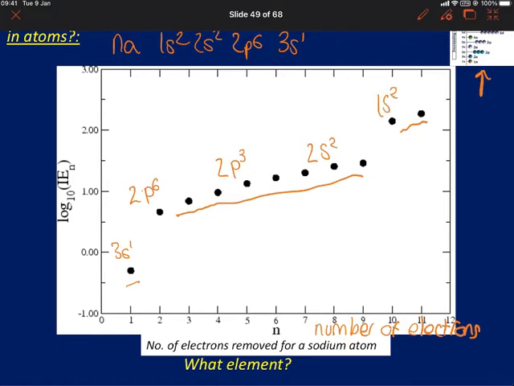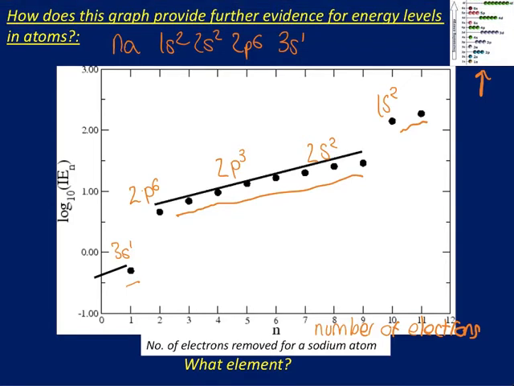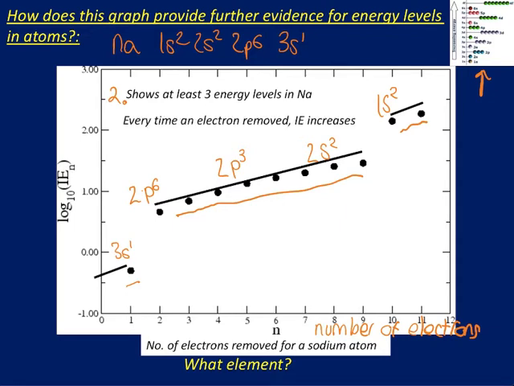So what we can see from this is each time we remove an electron from sodium, it is getting harder to do it. The ionization energy, the energy needed to do it, is getting bigger. We can also see, because of the 3 lines, that there are 3 energy levels here. So that is another piece of information for us. So this is the answer to question 2. It shows 3 energy levels. And we know from this that every time an electron is being removed, your ionization energy increases.